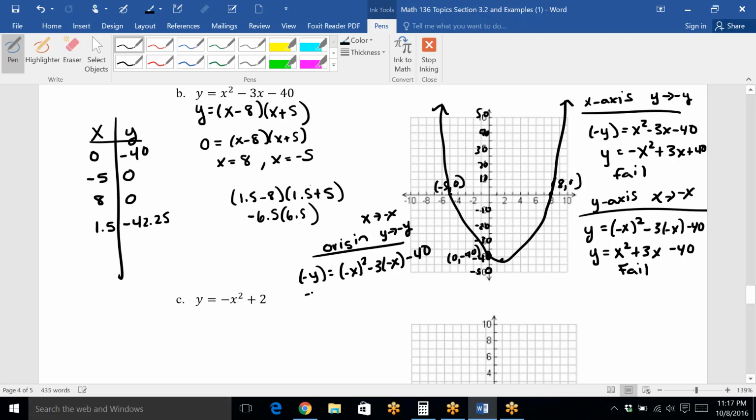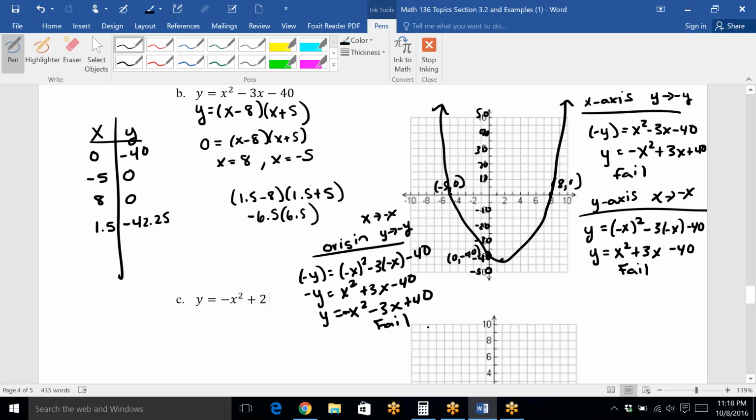So this would be negative y, negative squared would be a positive, so that's x squared, plus 3x, and a minus 40. You have to divide everything by negative 1 to get y to look like the original, so that makes that negative x squared, negative 3x, and plus 40. So again, this one does not look like the original equation, so it's a fail.